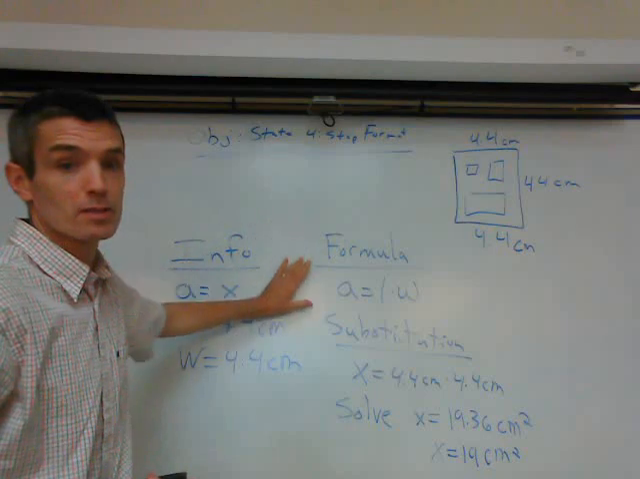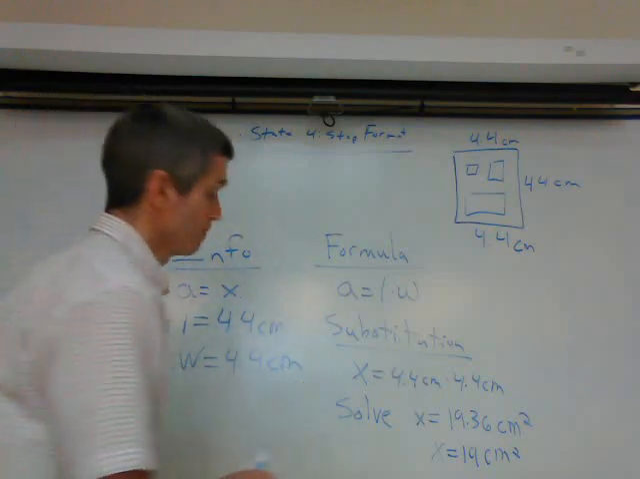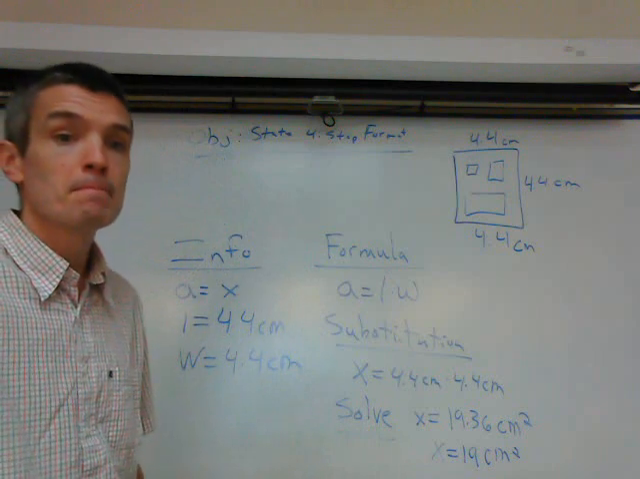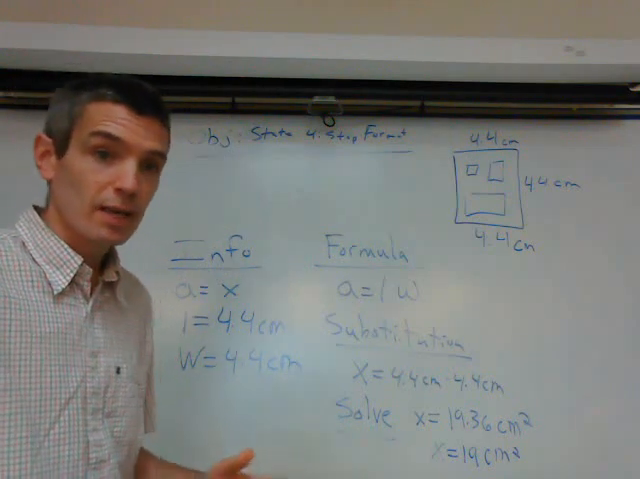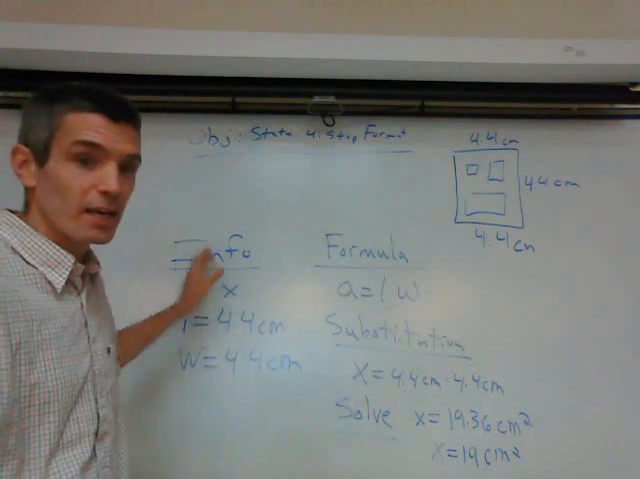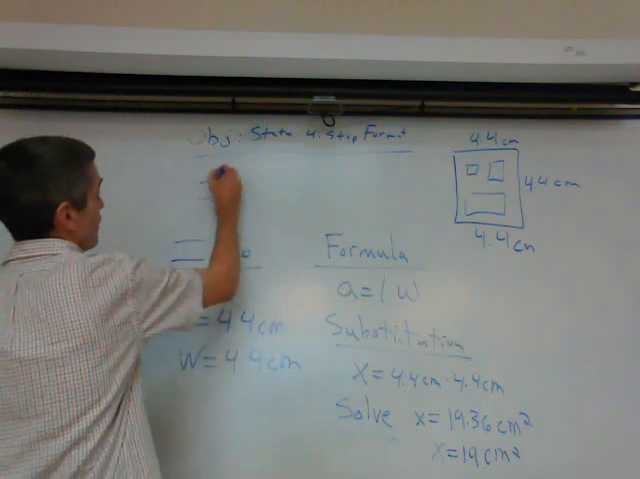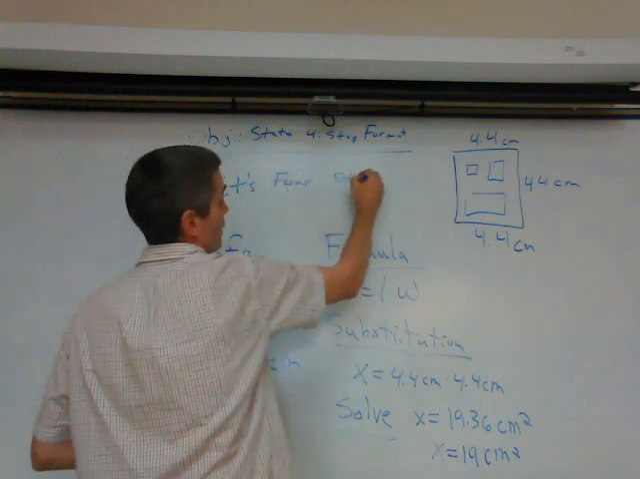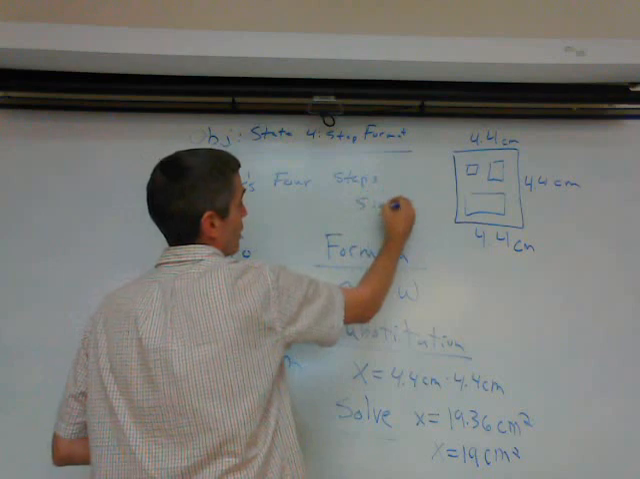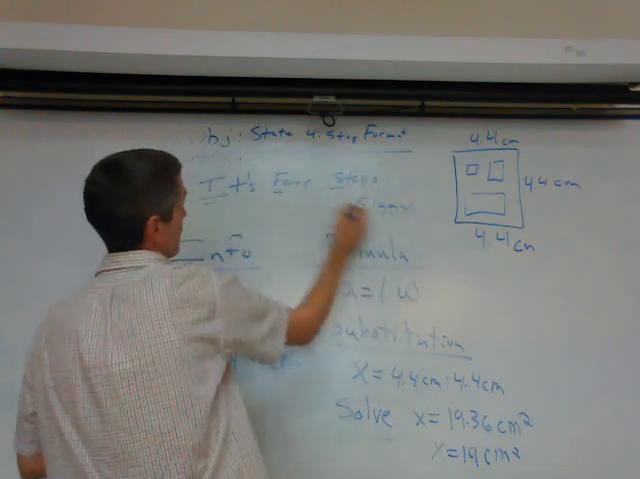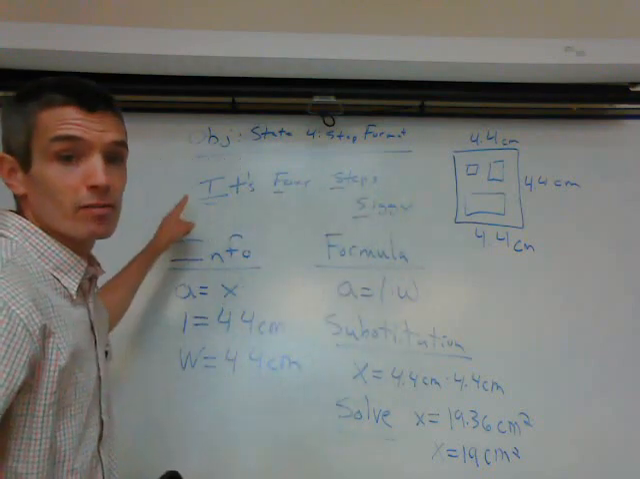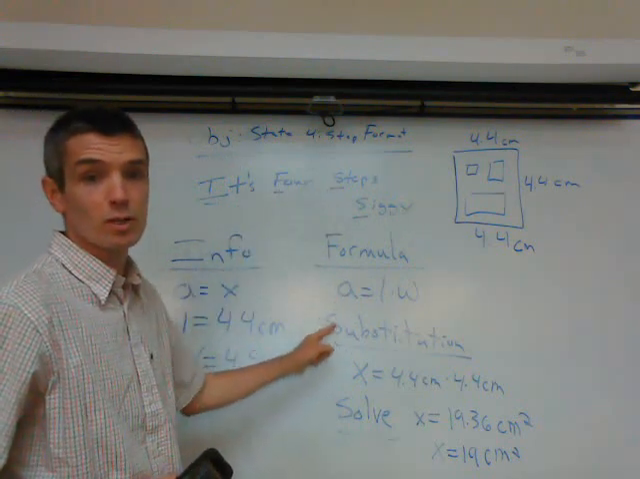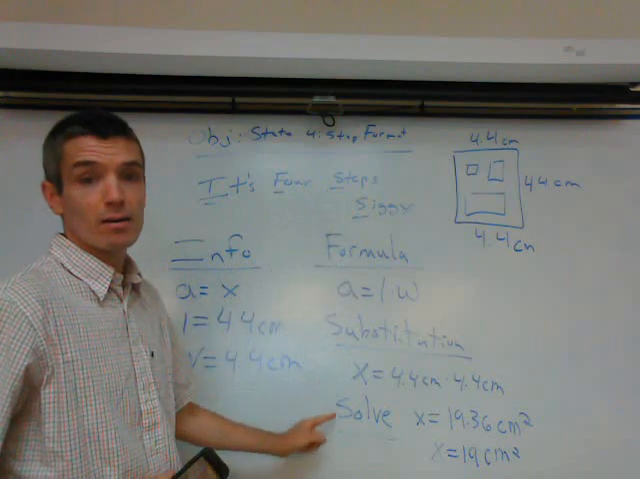Now that's solving for area following the 4-step format. Info, formula, substitution, and solve being the final step. And I also have this thing, it's 4-step SIGI. It's I for info, F for formula, S for substitution, and SIGI for solve.